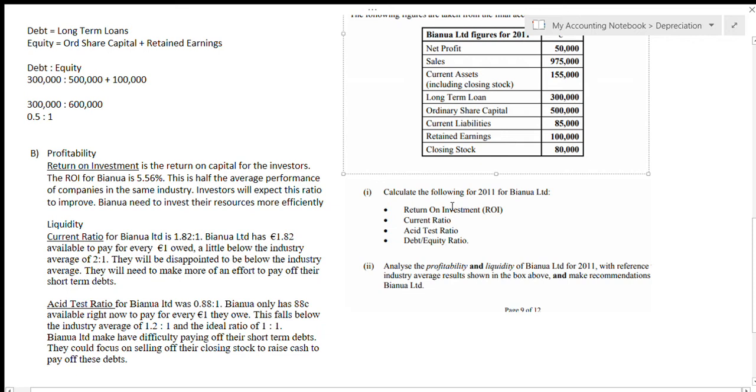So the last part that they ask us to do here, this was our first part. You have to know the formulas first of all. So you actually have to know the formulas going into the exam. But once you know that, it's quite easy to get the marks because the figures are given.